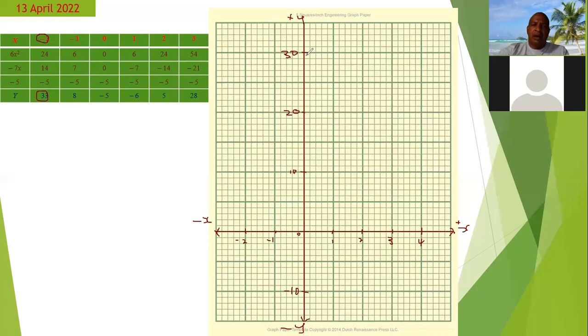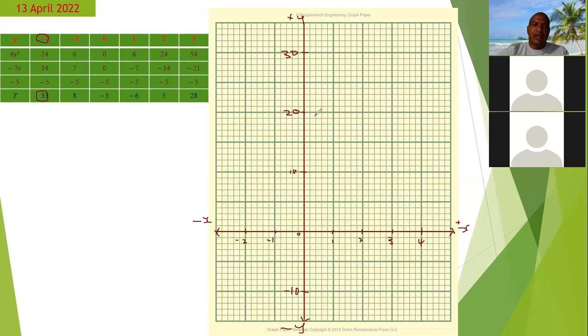Now, how many, one of these tiny boxes, what value would they have? So between 20 and 30, how many tiny boxes do you have? 10, sir. 10. So it means one of the tiny boxes will be counted as what? 1. 1. And if we want 33, it means that we're going to go 3 tiny boxes above 30. And then we go across to where we would have -2, and we mark our point. And that's where we have our first point.